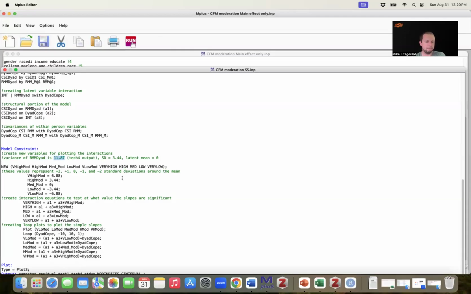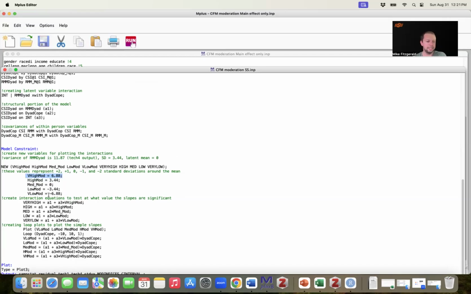I got that from the Tech 4 output. So that means the standard deviation is 3.44 because I took the square root of this variance to obtain the standard deviation. And then I created these simple slopes. So the V high mod is going to be 2 times 3.44. And then we have 3.44.